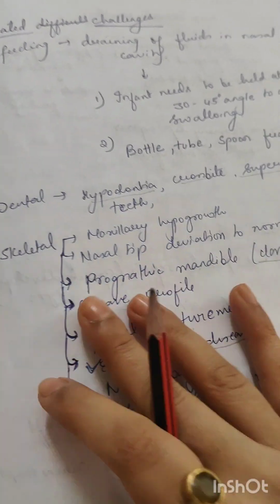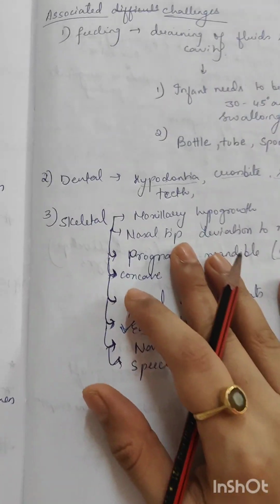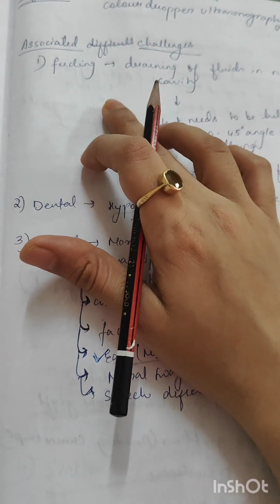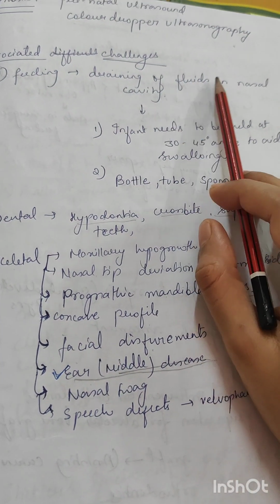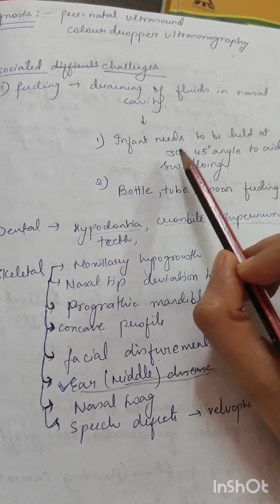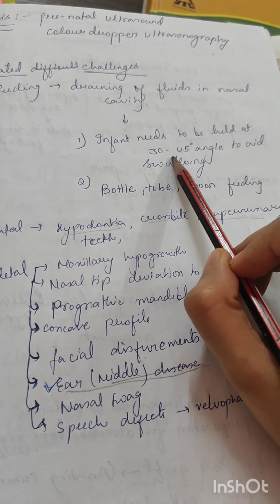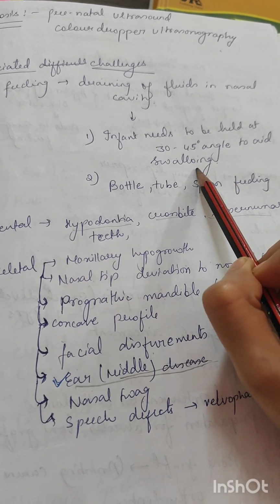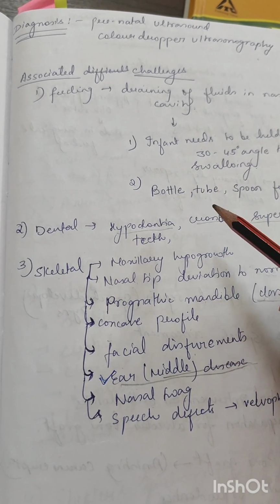Once again, what are the associated difficulties with cleft lip and palate? Feeding difficulties, that is draining of the fluid in the nasal cavity. Infants need to be held at an angle of 30 to 45 degrees to aid in swallowing. Next is the dental problems.